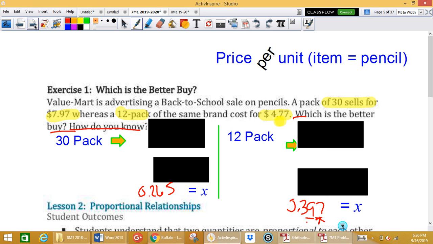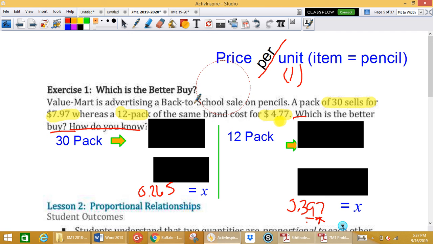Which is a better buy? So when we're talking about better buy, we need price per unit. So the price is going to go on the top. The per is our division. And then unit, this should be 1. So in this example, it's going to be an item, which is a pencil.